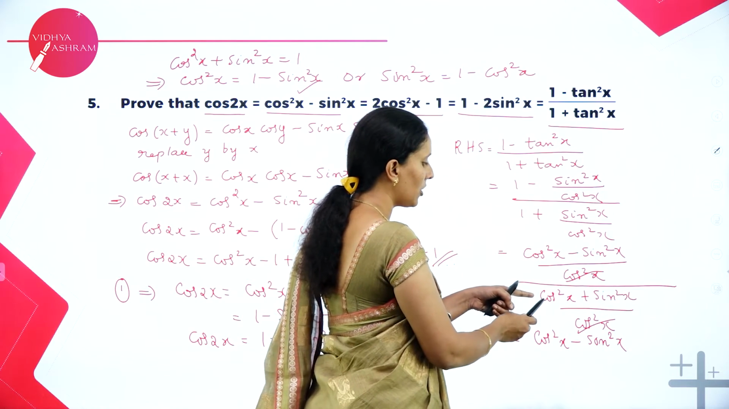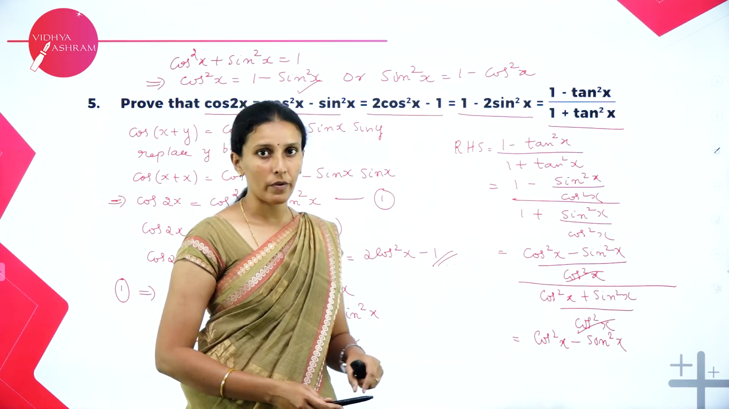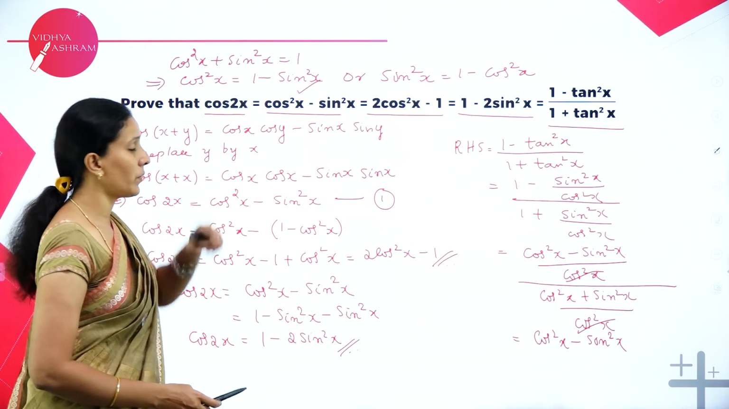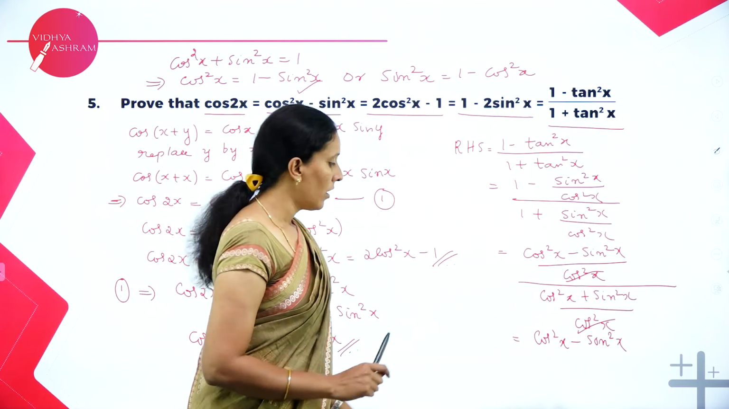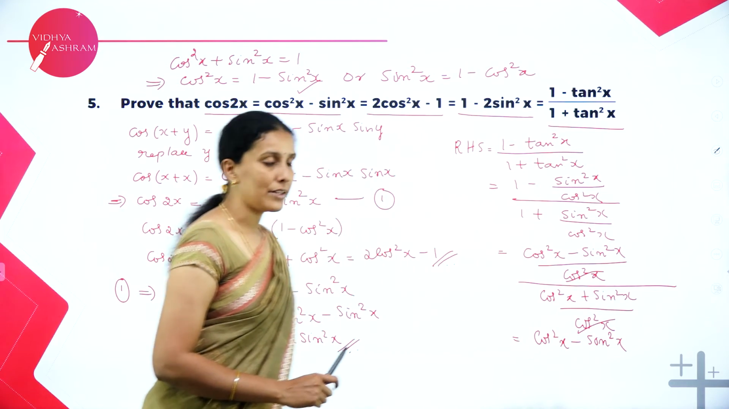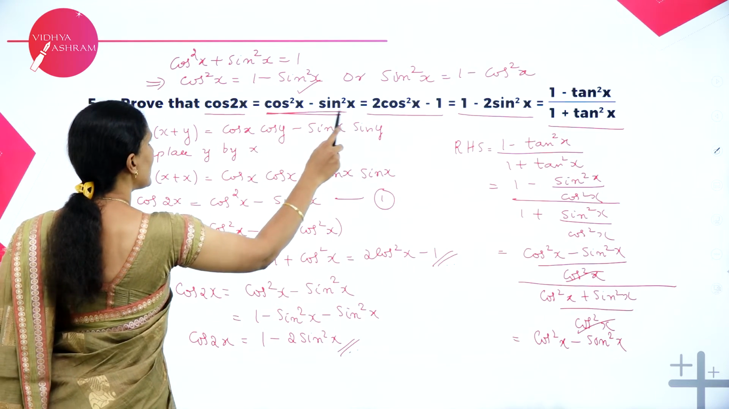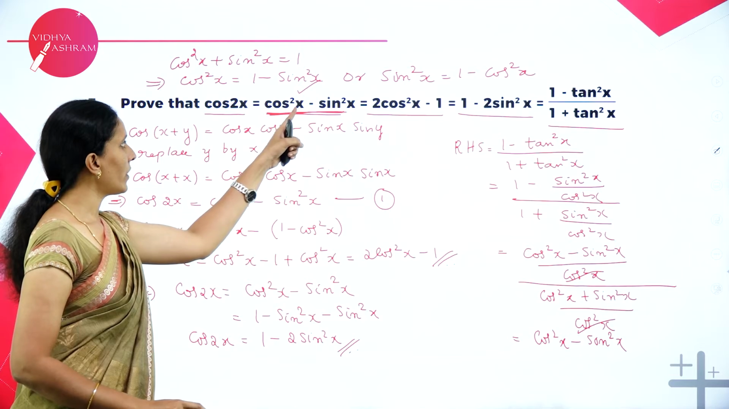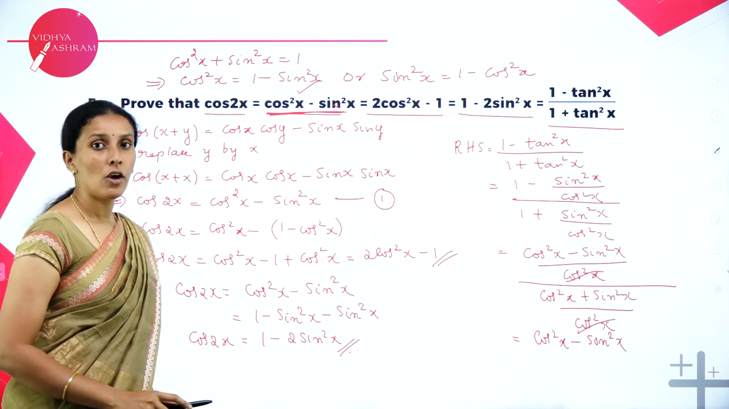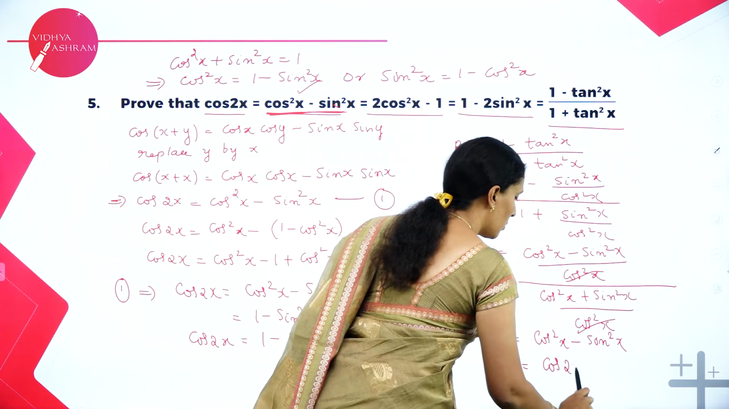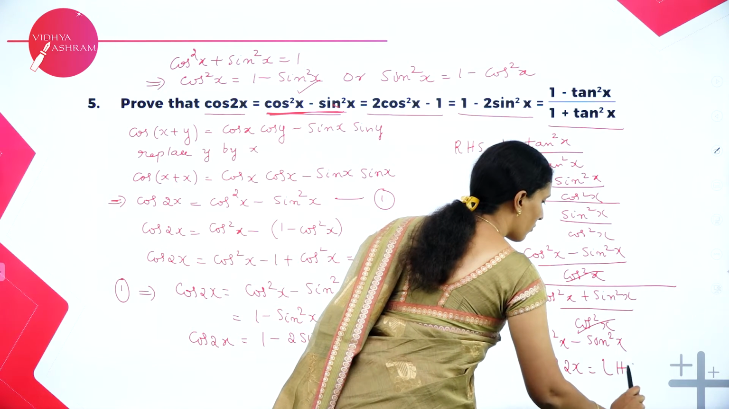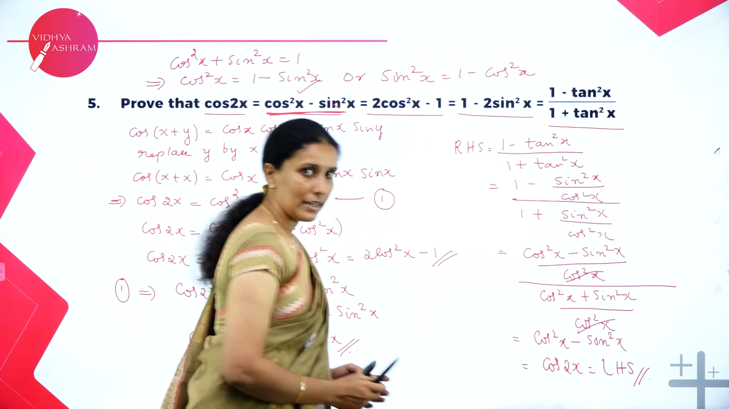Here you can see the denominator is cos square x plus sine square x. But what is cos square x plus sine square x? The value is 1, so the denominator will become 1. What is cos square x minus sine square x? We can clearly see from the first identity that cos square x minus sine square x is nothing but cos 2x. So this is equal to cos 2x, that is the LHS of the given identity.